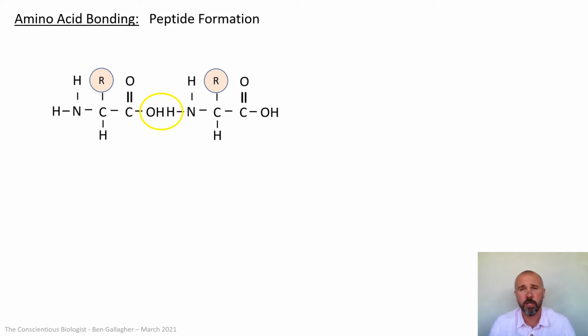Now look at what I've got in that circle. I've got 2 hydrogens and 1 oxygen because of the OH and the H. 2 hydrogens, 1 oxygen, H2O.